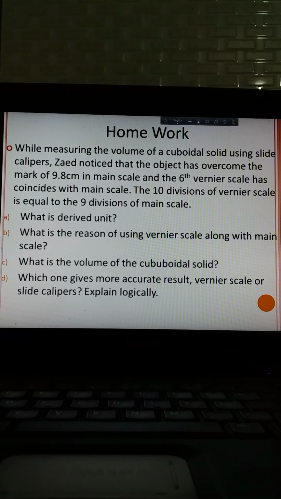Number A, what is a derived unit? You have learned about fundamental units, derived units, their application, and some prefixes, so you will get this answer from your book. Next, what is the reason for using the vernier scale along with the main scale? I have already told this in this class, or you know it from earlier classes. Number C, what is the volume of the cuboidal solid according to the information given? And number D, which one gives a more accurate result, vernier scale or slide calipers? Explain logically, which one gives the more accurate result and why.